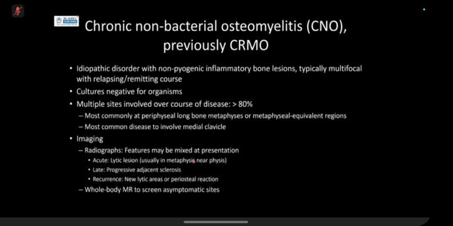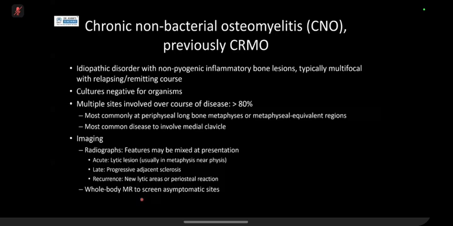And of course, like anything, when it's acute, it can be lytic, and then later as it starts to heal, you get adjacent sclerosis, and if it comes back again, you can have new lytic areas. So it's a waxing, waning course of disease, and you use whole body MR to screen. If you've got multifocal disease, then it's more likely to be CRMO.